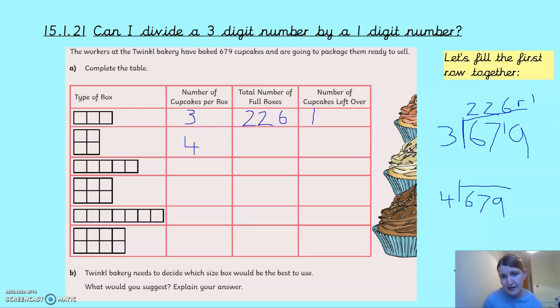Okay, so hopefully you've filled this in, and perhaps, I don't actually know because I haven't filled it in yet, I'll do it afterwards. Perhaps you've found one where you've got full boxes with no cupcakes left over. I would say for B, whichever box provides no leftover cakes, because we don't want leftover cakes. You want to sell them all, don't you? Whichever box has no cakes left over are the boxes that I would package my cakes in.